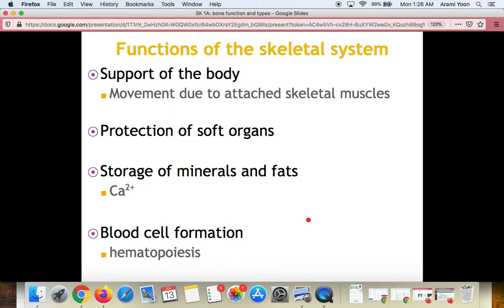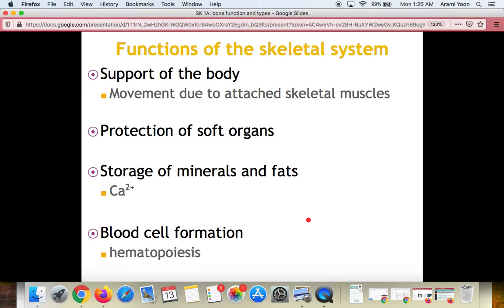So the functions of the skeletal system: first of all, you know that your skeleton supports your body. And the reason why you're able to move is because you have muscles attached to your bones, and when those muscles contract, they pull your bones. Next, your bones are responsible for protecting your soft organs. So you have your rib cage that protects your heart and your lungs, and so on.